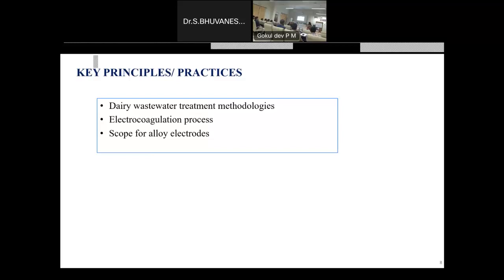So here, what type of practice are we doing? We are going to treat dairy wastewater. Second thing, what method are we going to use? Electrocoagulation process. Then what type of practice are we going to do? New practice, scope for alloy electrode. Like this you have to segregate the paper with respect to the scope. Okay, key practices or principles.